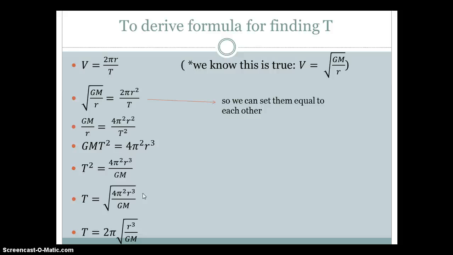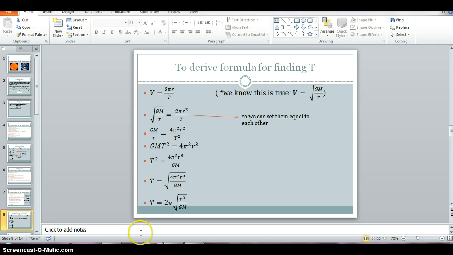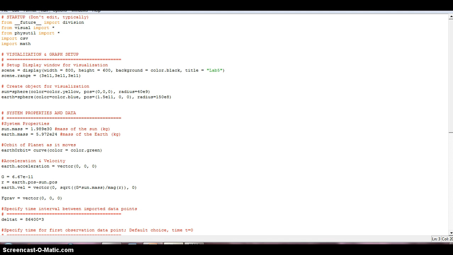Now we know from the previous derivation that this equation right here is true, so we can set these two equations equal to each other. My steps are written in the order that you see here, and eventually you get that T equals 2π times the square root of r cubed over g times n. You can see the code for this on the next slide. But I actually want to show you the model first, and then we will talk about the code.